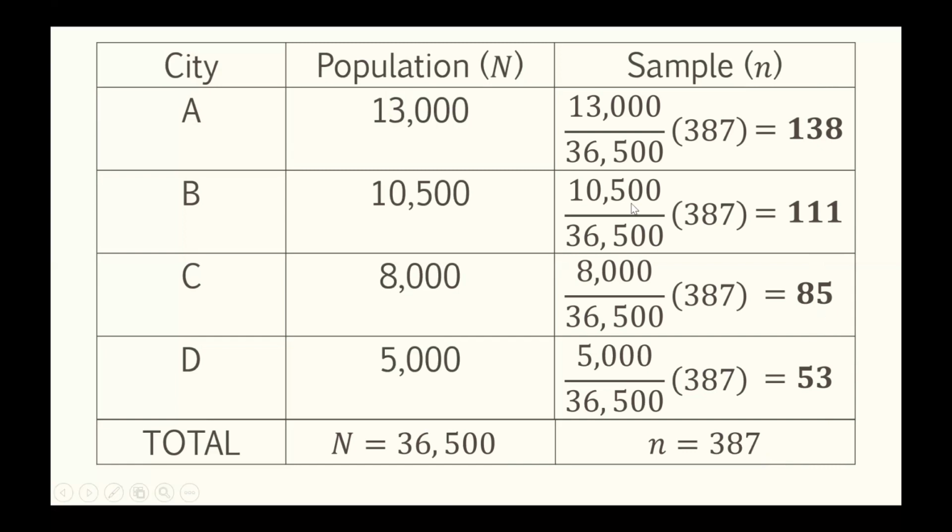So yung kukunin mo out of 13,000 na population sa CTA, ang kukunin mo lang is 138 as your total. Sa CTB, from 10,500, ang magiging sample mo na lang is 111 students. From CTC, from 8,000, yung kukunin mo na lang is 85 students. And from CTD, we have 5,000 and kukunin mo na lang is 53 students. So that would be a total of 387. So itong sistema ng pagkuha ng sample, ito yung tinatawag na stratified random sampling.